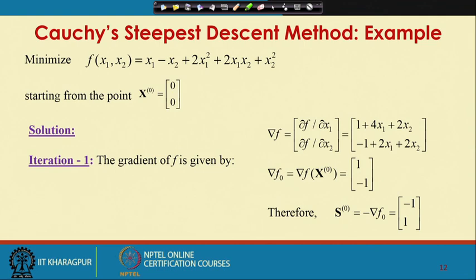At this step, you can define the termination parameter epsilon, which is a very small quantity, maybe 10 to the power minus 4. The starting point is given. You can also define the maximum number of iterations that we wish to perform.